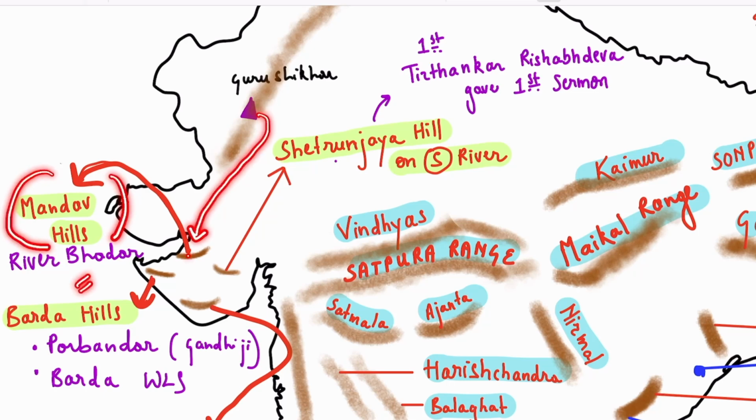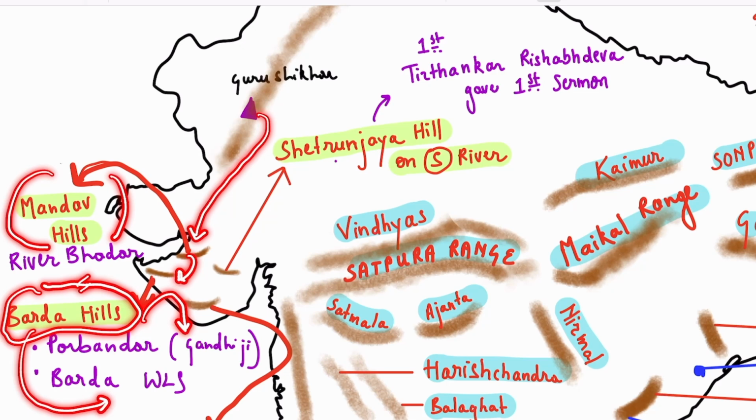And then, a little bit south from the Mandav Hills, we have the Barda Hills. Now, Barda Hills are also important. Why? Because they are located in Porbandar. Porbandar happens to be the birthplace of Gandhiji. And also, the Barda Wildlife Sanctuary is located on these hills. So, this is the importance and the location of Barda Hills.